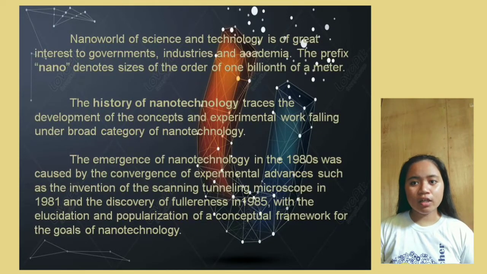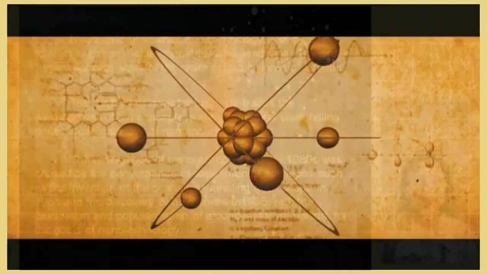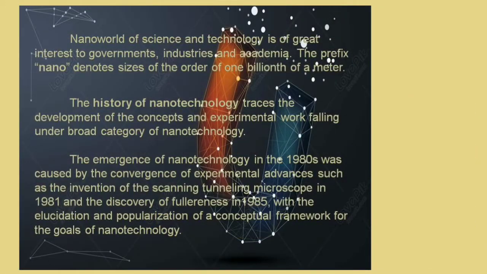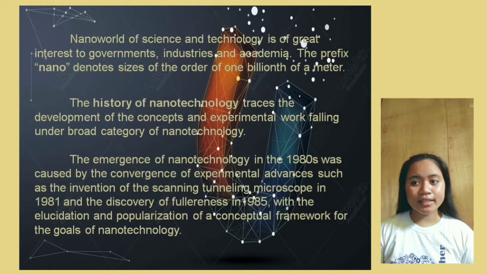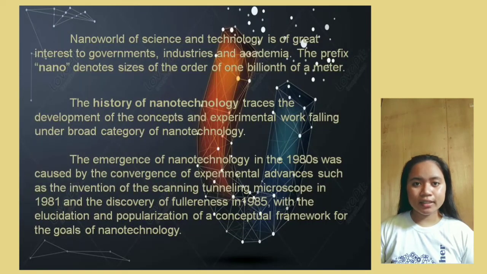The history of nanotechnology traces the development of the concepts and experimental work falling under the broad category of nanotechnology. The emergence of nanotechnology in the 1980s was caused by the convergence of experimental advances such as the invention of the scanning tunneling microscope in 1981 and the discovery of fullerenes in 1985, with the elucidation and popularization of a conceptual framework for the goals of nanotechnology. So, nanotechnology has been there for a longer period of time.